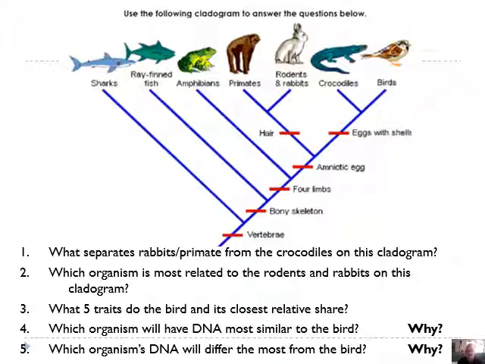So which 5 traits do birds and its closest relatives share? So I want you to have a look at all those little red lines. Which organism will have DNA most similar to the bird? Look at the one that shares the closest node. And which organism's DNA will differ most from the bird, and why? Okay, so I want you to try this out.